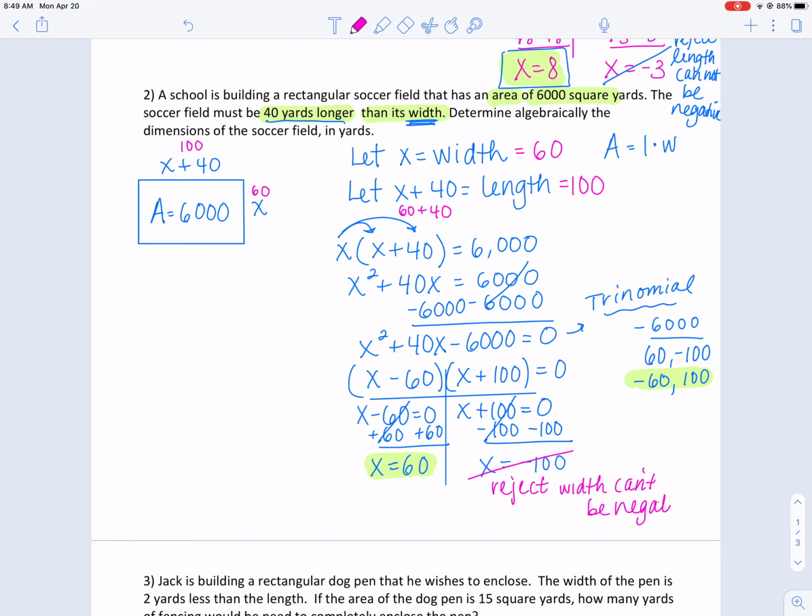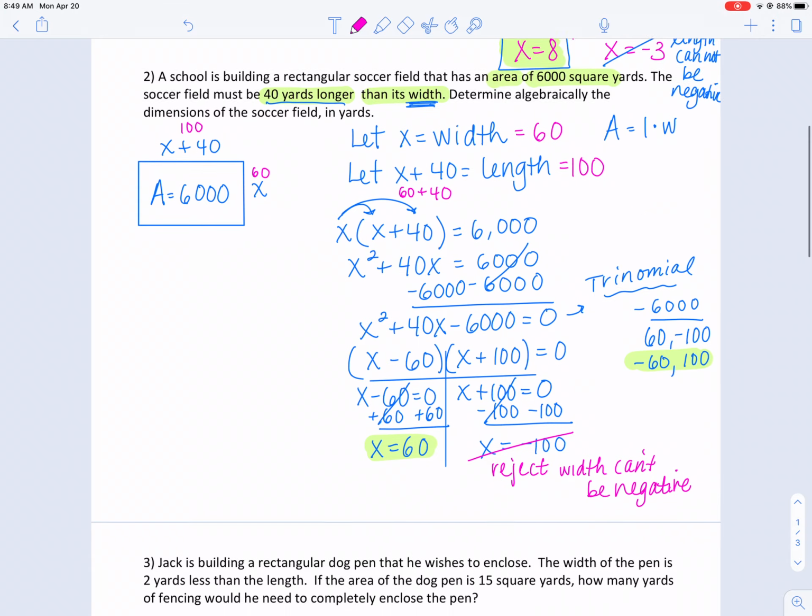So when you're talking about these word problems, remember that your length and your width, your age, any type of dimension or real life application usually can't be negative. Okay, let's try one more.